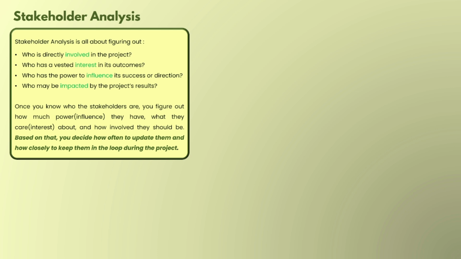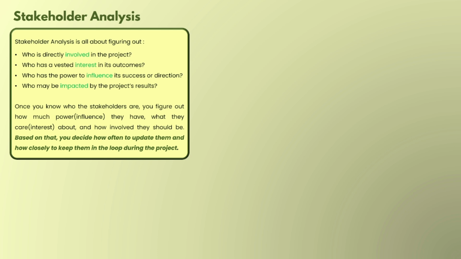Then the next is who has the power to influence its success or direction. So here it is all about who can make decisions or change the effect of the project. These are the powerful, influential people in the project. Such stakeholders are like senior managers who can approve the budgets, or a regulator who can set the rules the project must follow. So these are the stakeholders who are powerful and influential, and they have the ability to change the direction of the entire project.